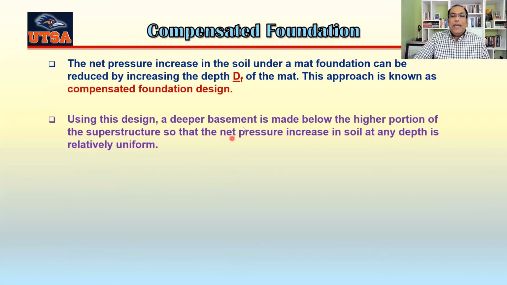Using this design, a deeper basement is made below the higher portion of the superstructure, so that the net pressure increase in the soil at any depth is relatively uniform. It doesn't change, it remains the same. Because let's say, if I take my head off and put a rock here which has the same weight as my head, then my leg will not feel any difference. Okay, I'm just trying to give an example.